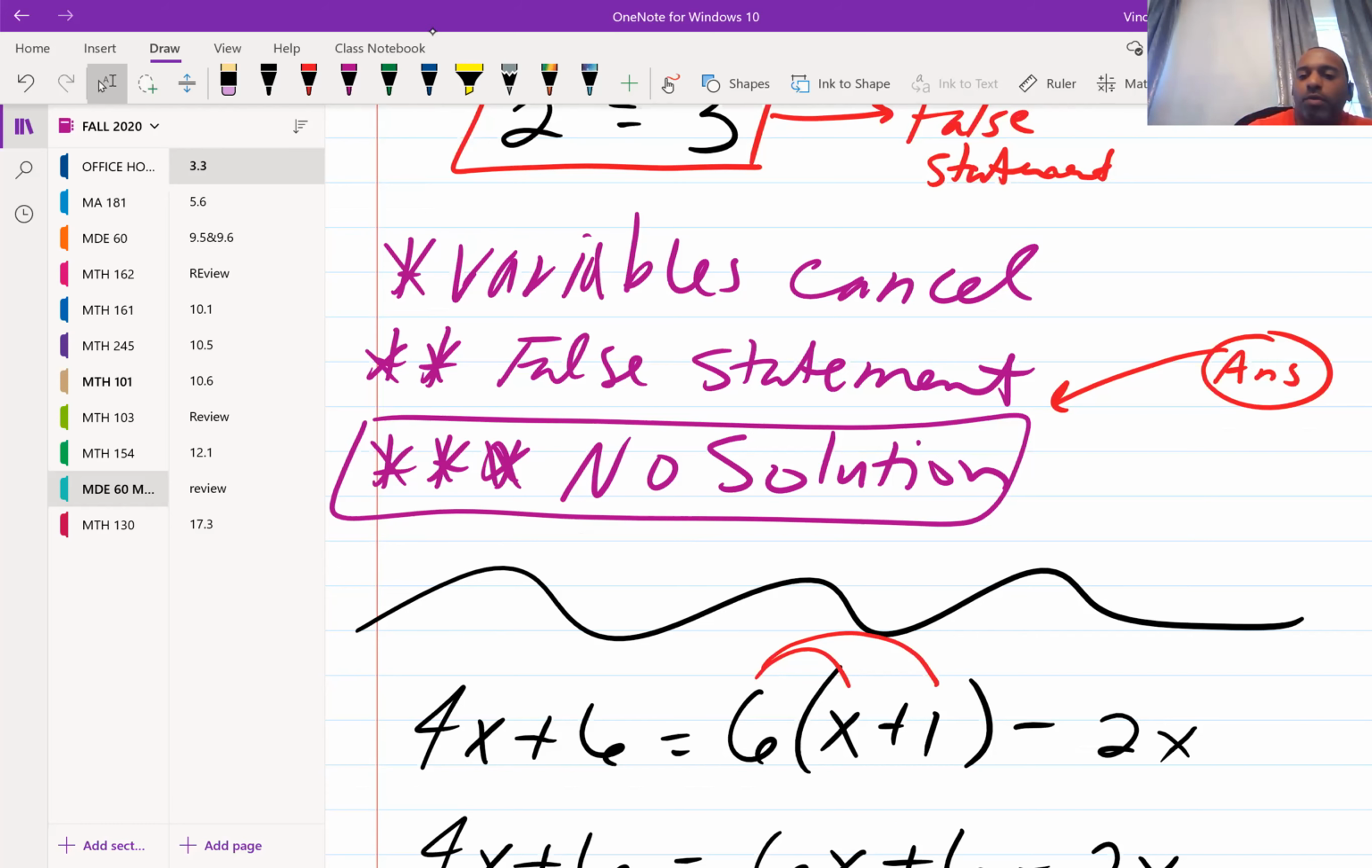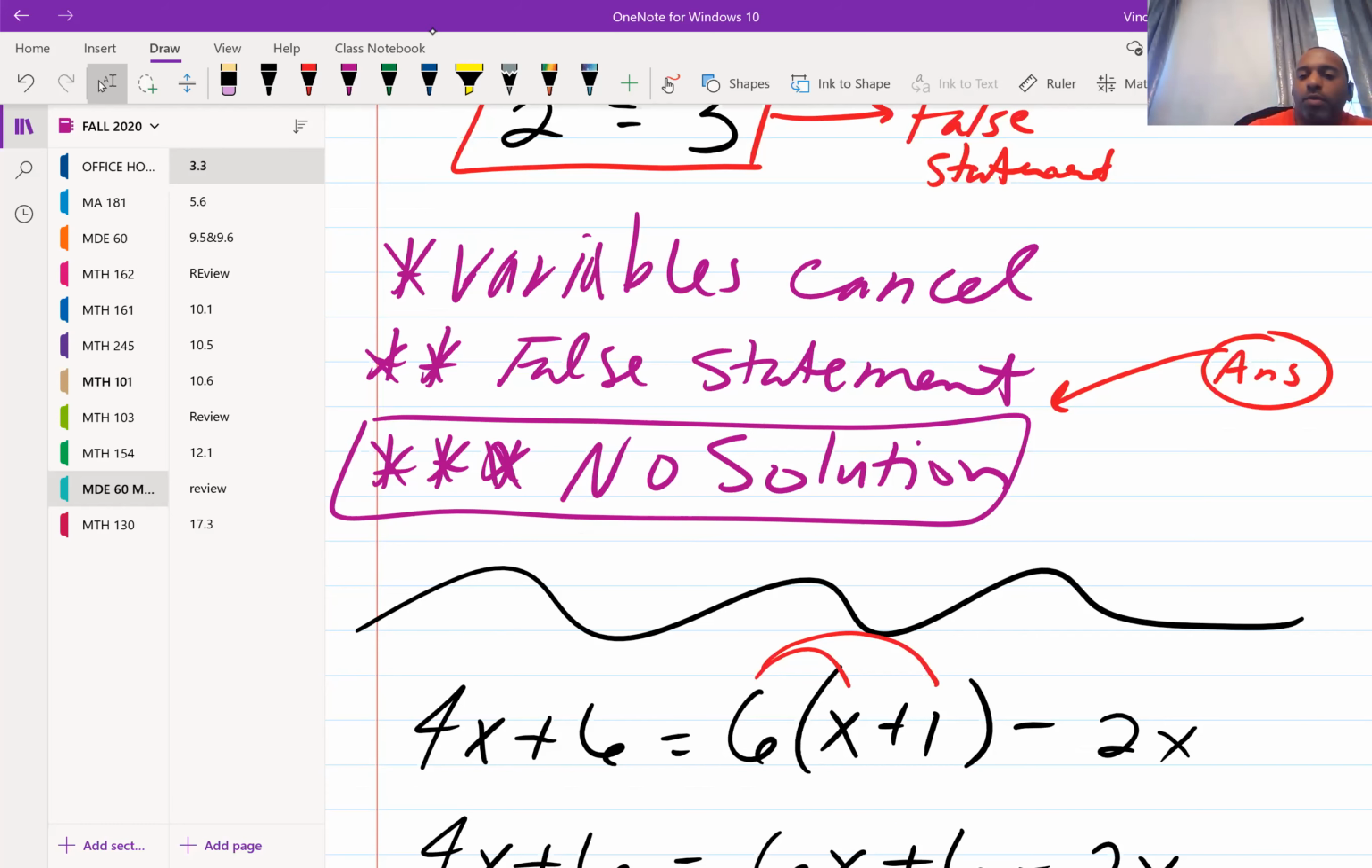When you got 4x, how did you get the 4x? Talking about over here? Yes. I did 6x minus 2x. Okay. All right, anything else before we go to the next step?